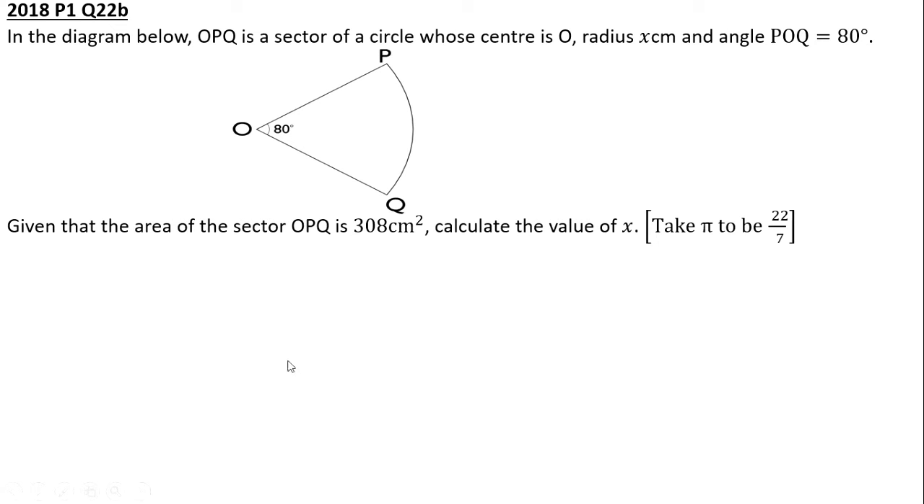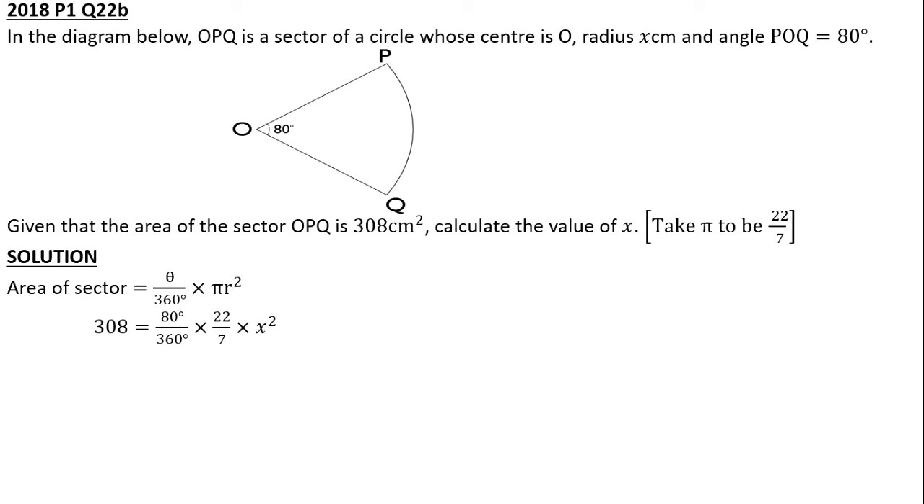So where there's area of sector, we are going to replace our 308 and then solve for x. So we are going to say area of sector equal to theta over 360 degrees times pi r squared. Where there's area of sector, we are going to replace our 308. Where there's theta, we'll replace our 80 degrees. And where there's pi, we'll replace our 22 over 7. So we are going to replace them like that. Take them to their lowest terms. From there, we are going to cross multiply.